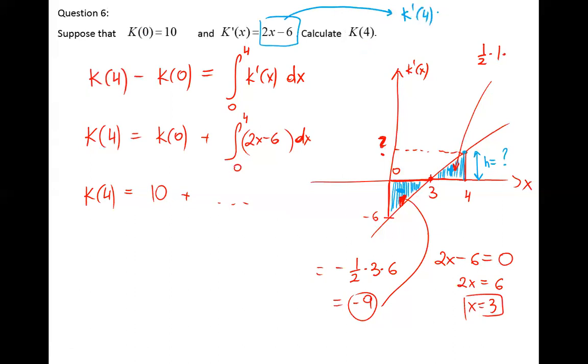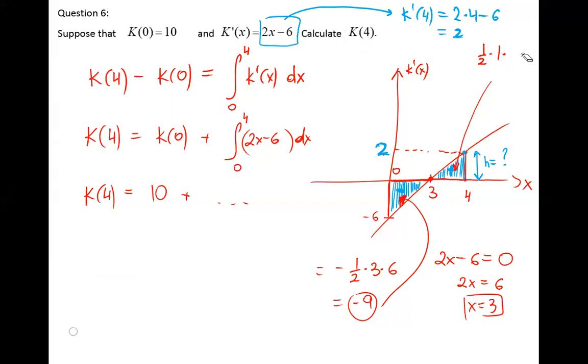K prime at 4. Yes, what I was trying to do is 2 times 4 minus 6, which is 8 minus 6, is 2. Thank you. But make sure that you know how to get that 2, because without this, we're really getting the wrong answer. I mean, no answer.